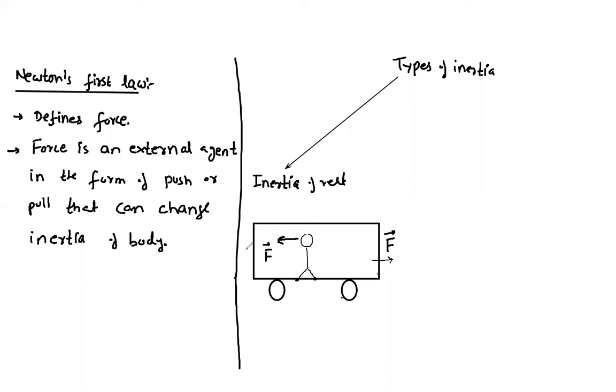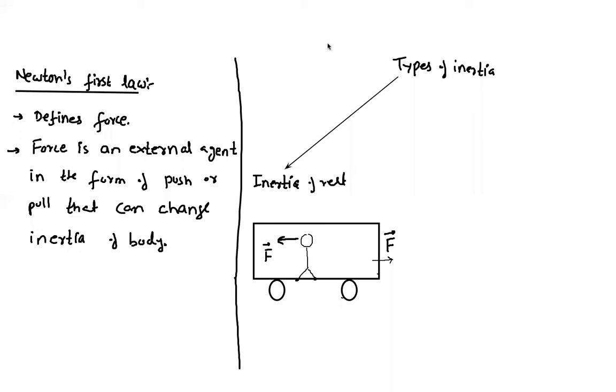So that backward push is due to inertia of rest. I'm explaining it again. Initially, the car was at rest. As soon as you apply the force over the car, the feet of the man come in motion along with the car. But no force is directly acting over the upper part, so the upper part will try to maintain its inertia of rest. So the upper part stays at rest while the lower part comes in motion. So this man will experience a backward push. This is an example of inertia of rest.